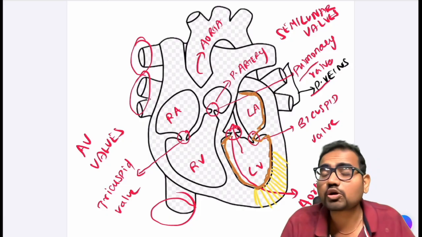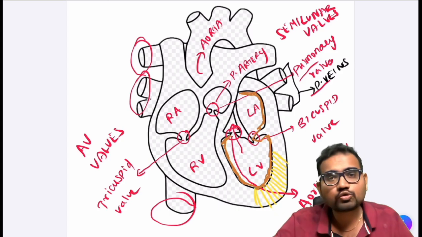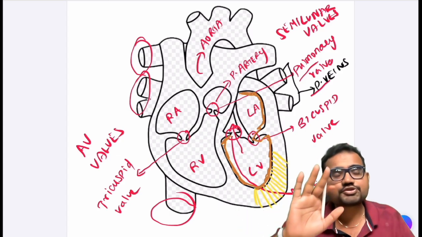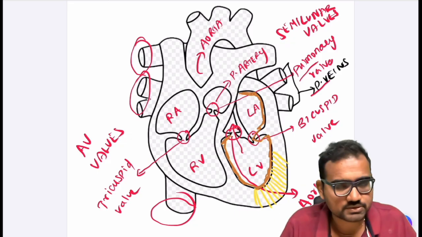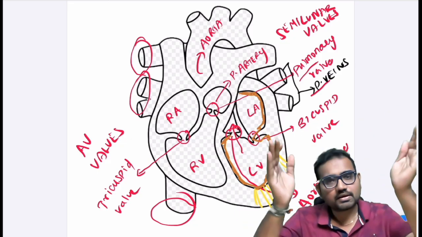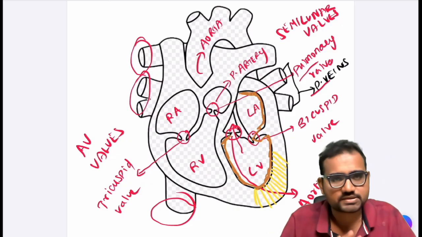So the blood flow will not be turbulent. So endocardium is responsible for smooth blood flow. It lines the chambers of the heart. And myocardium, as I told you, it has muscles. Epicardium lines the heart in the outer surface. It has coronary vessels.